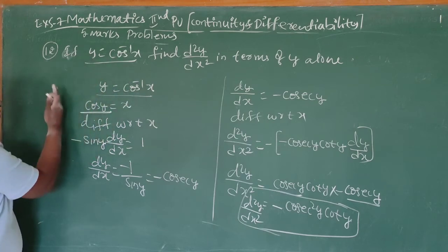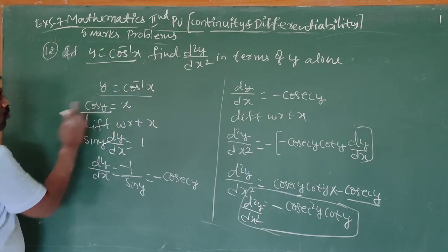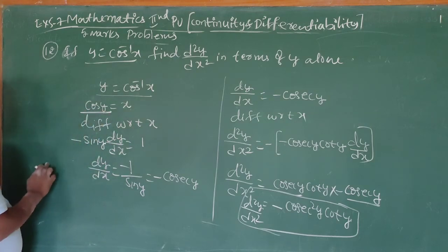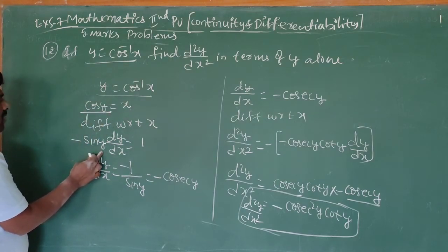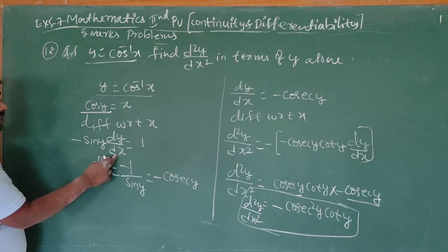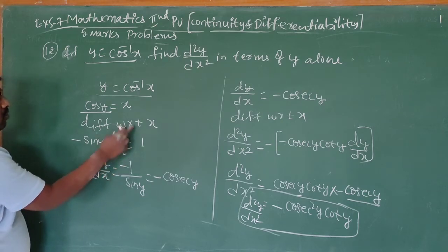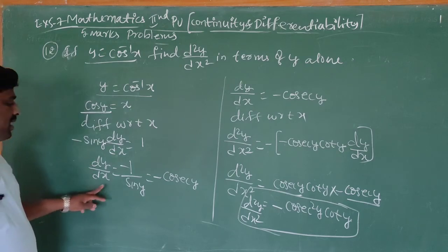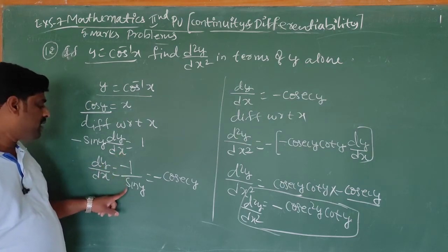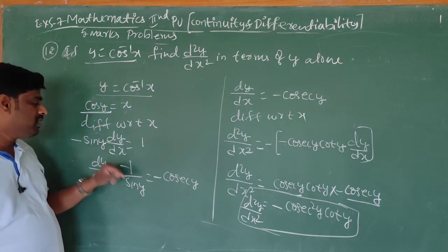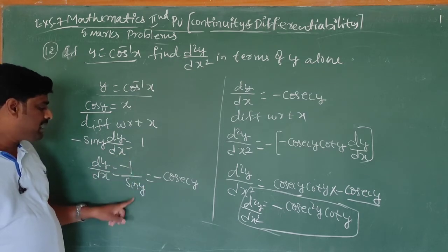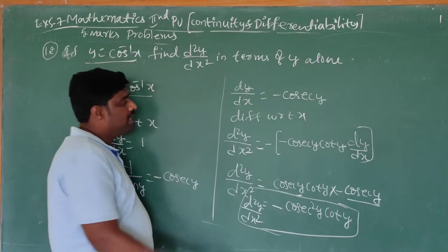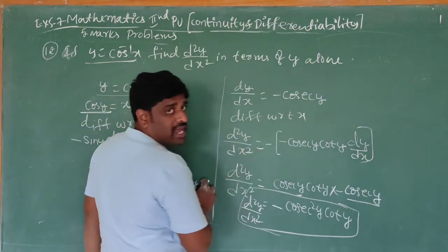Cos inverse x, shift to LHS: cos y is equal to x. Differentiate with respect to x. Cos y differentiation is minus sin y, y differentiation is dy by dx, is equal to x differentiation, which is 1. So dy by dx is equal to minus 1 divided by sin y, which is nothing but minus cosecant y. Again differentiate with respect to x.